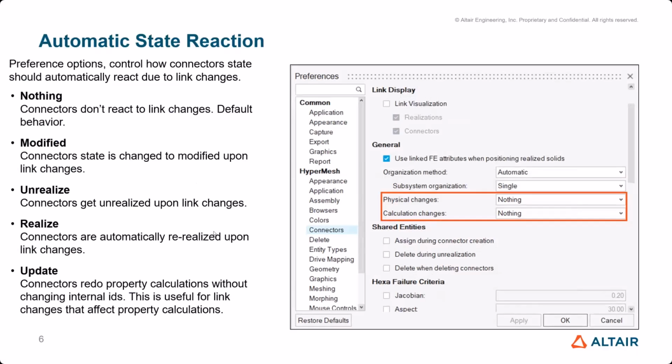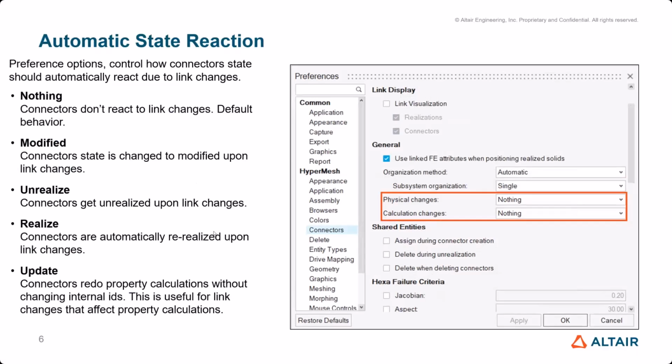So the Booth or the Ratman formulations depend on the properties of the links. So if something changes, we would have to automatically update our connectors to redo the calculations for those formulas. So instead of doing it manually, we can visit our preferences, and from the calculation changes, we can change the nothing option, which is the default option, which means that the connectors will not do anything when we change something, to either modified, unrealized, or realize, which will automatically do whichever the option states.